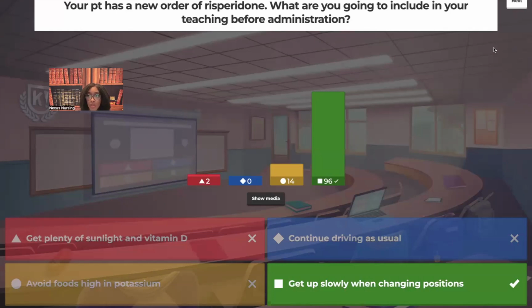Continue driving as usual. Let me tell you something. When it comes to antipsychotic medications across the board, we don't know how your body's going to react to it when this medication is new. So we're going to be very cautious with you driving or operating any type of heavy machinery. And then avoid foods high in potassium. There is no contraindication with foods, electrolytes, and this type of antipsychotic drug. Okay.